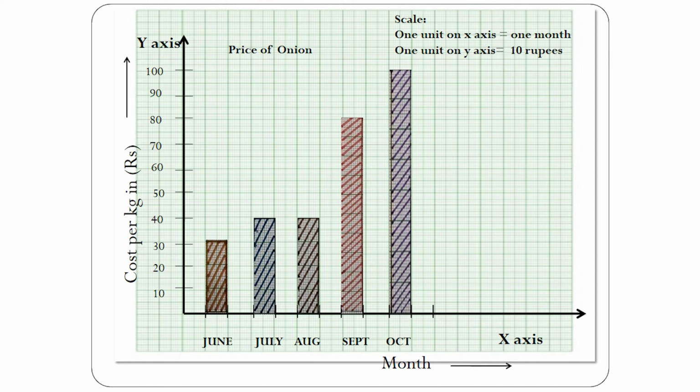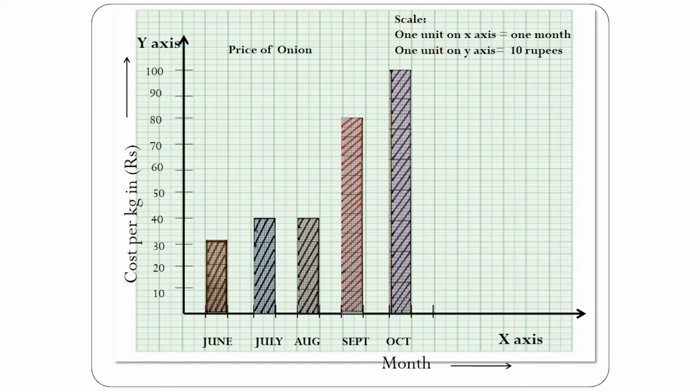Place the points in such a way that they are equidistant from each other along both axes on the graph paper. Step 2. Select the scale appropriately: for the horizontal axis, 1 unit is equal to 1 month, and for the vertical axis, 1 unit is equal to 10 rupees, with respect to the question.